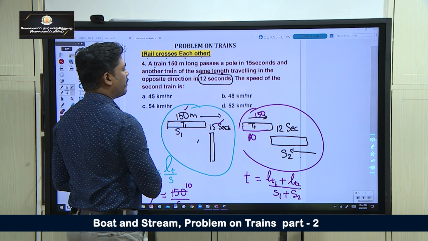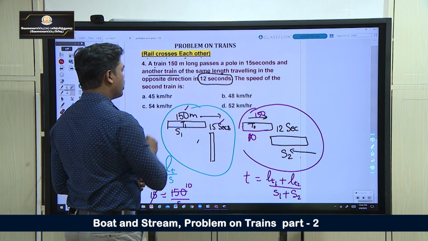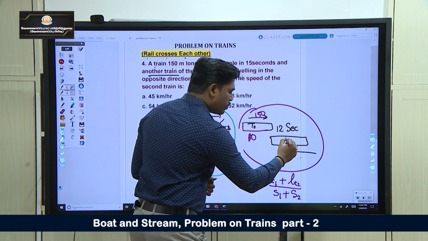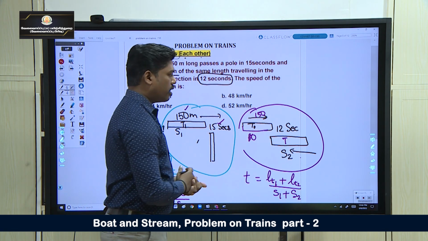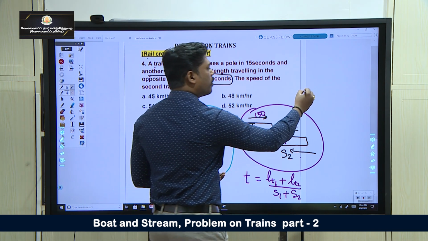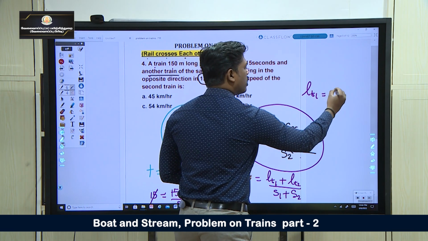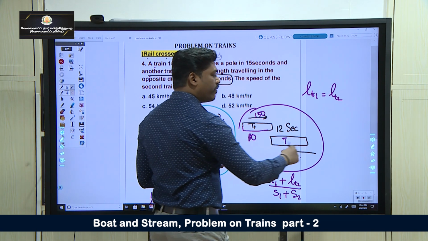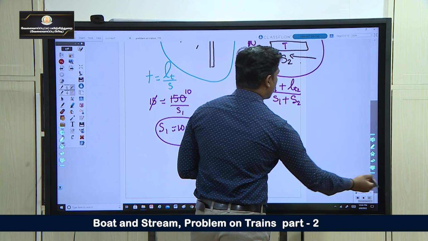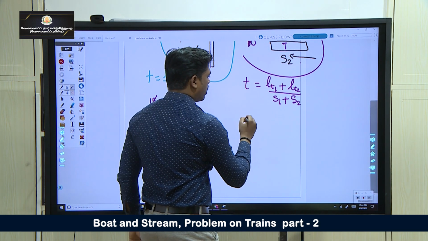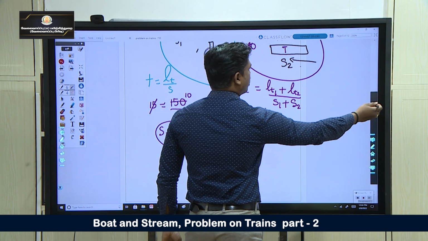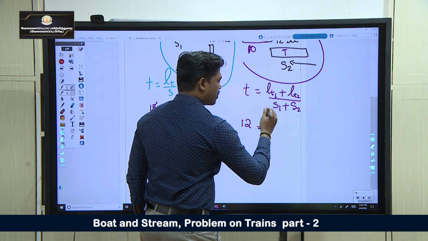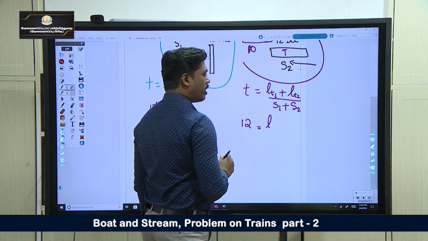So a train of 150 meter passes a pole in 15 seconds, and there is another train of the same length. What I have mentioned here is that these two trains' lengths are the same. Length of train 1 and length of train 2 are the same. And they are asking what is the speed of the second train. Here they cross each other in 12 seconds. So the length of train 1 and length of train 2 are equal.